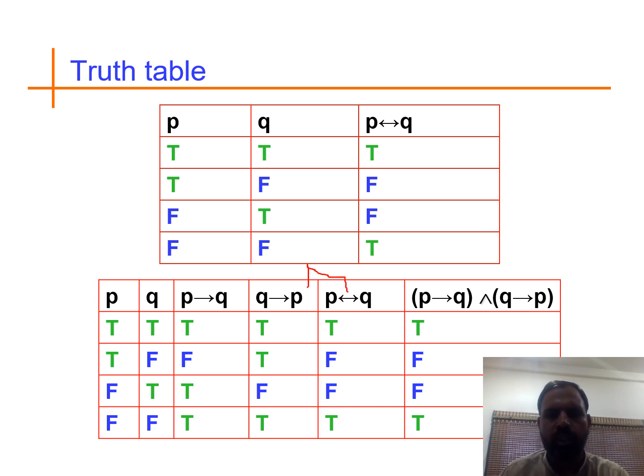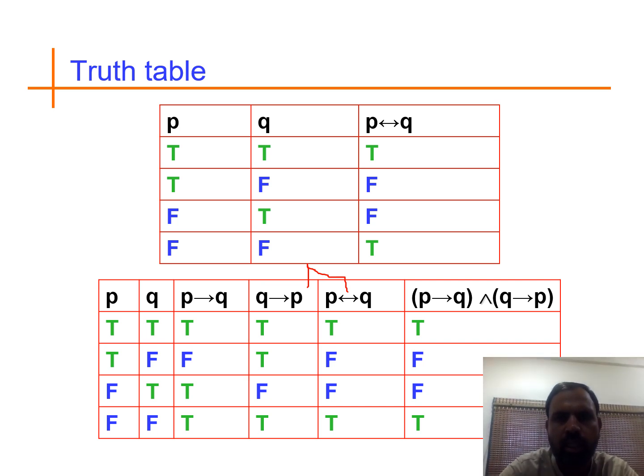So if this is true and this is true, then this will be true. This is true, this is false, then this will be false. And if both are false, then this will be false. Both are true, then this will be true. So you can easily understand. Now you can understand about the biconditional and conditional statements, which we have discussed in the previous lectures also.